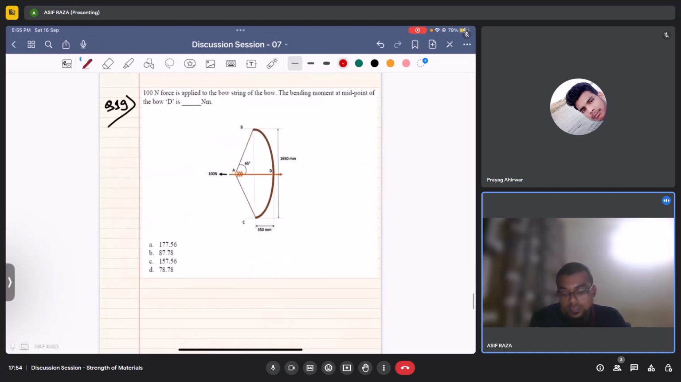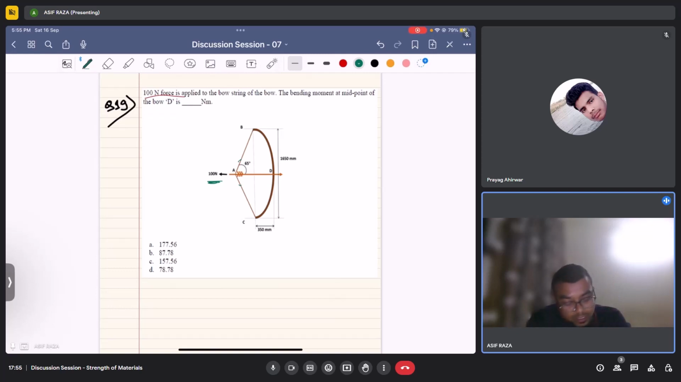Okay, this is a very good question, quite an interesting question. So please have a look at this. The question is: 100 Newton force is applied to the bowstring of the bow. The bending moment at the midpoint of the bow D is, in Newton meter. So you can see in the figure there's a 100 Newton force applied along this bowstring in order to release the arrow.